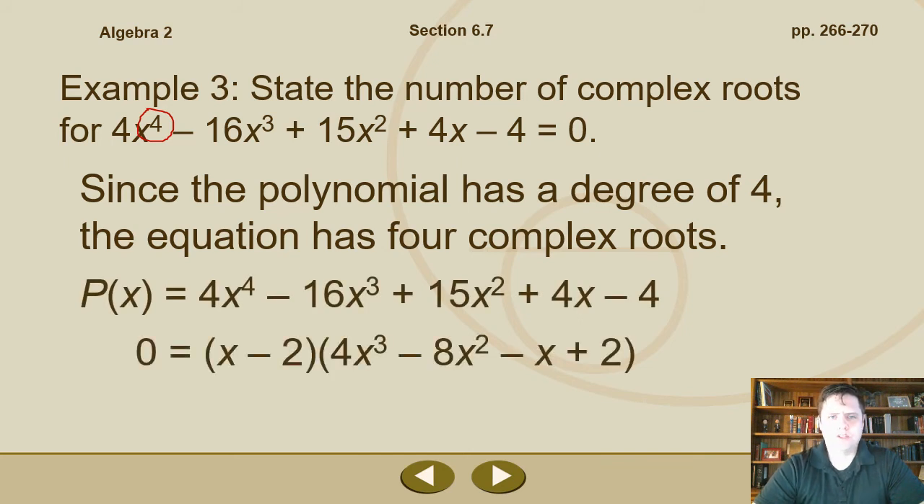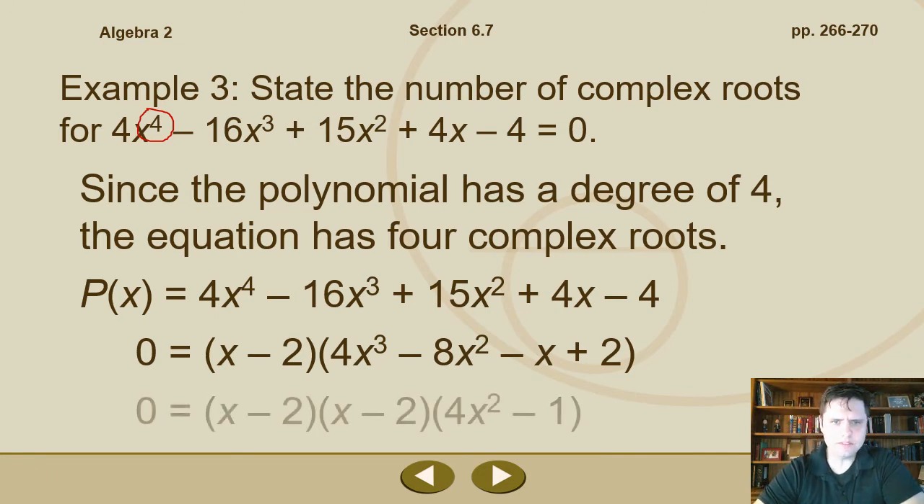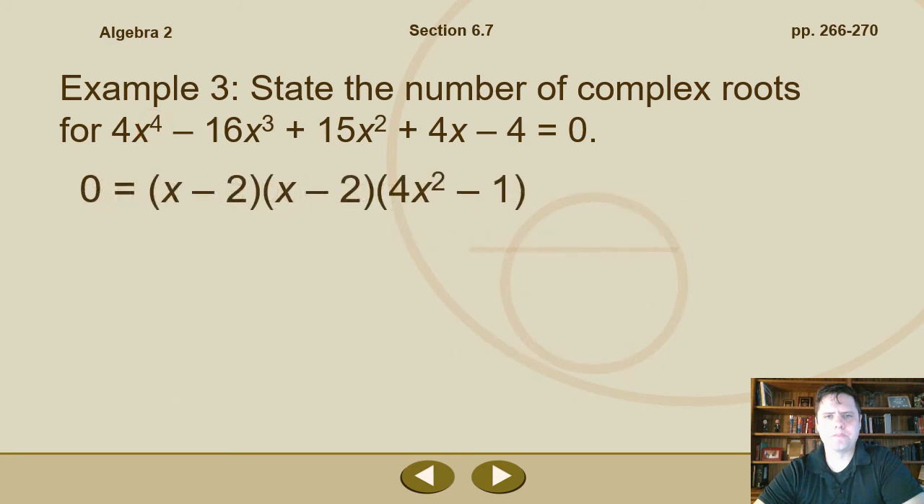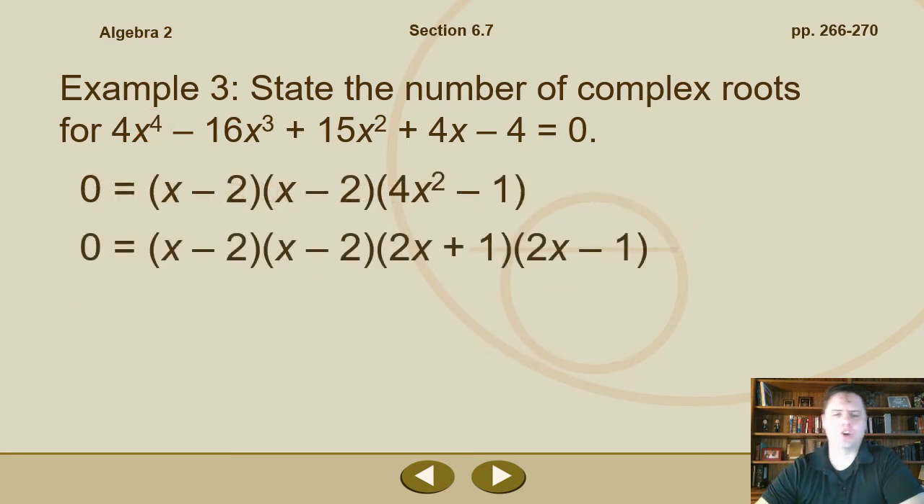And I'll just show you, if you plugged in 2, you would find out that x minus 2 is a factor of this. And then if you, with the remainder of that, tried 2 again, you'd find that x minus 2 is another factor of this. And then that last term there, 4x squared minus 1, is a difference of squares, which could be further factored into 2x plus 1 times 2x minus 1. And so we get the answers 2, negative 1/2, and positive 1/2.